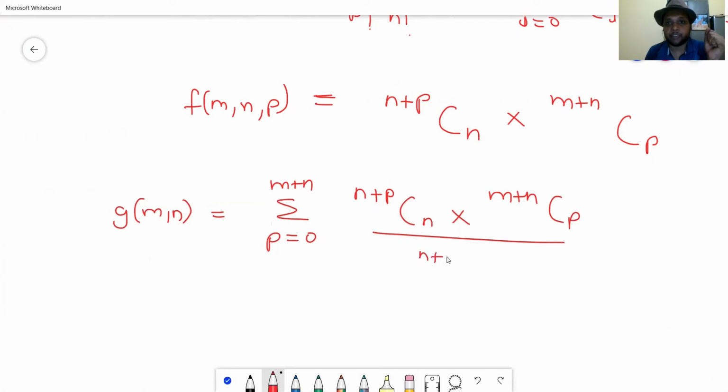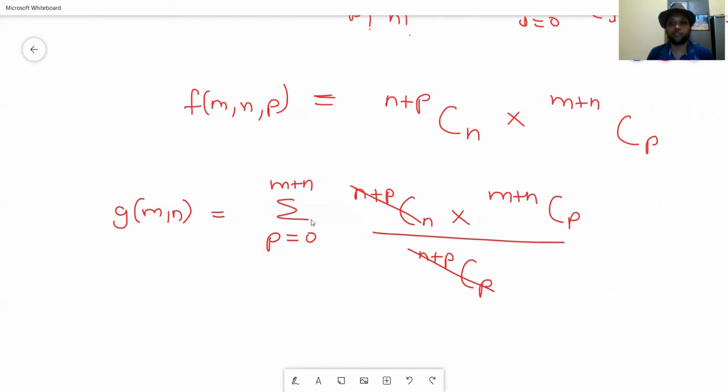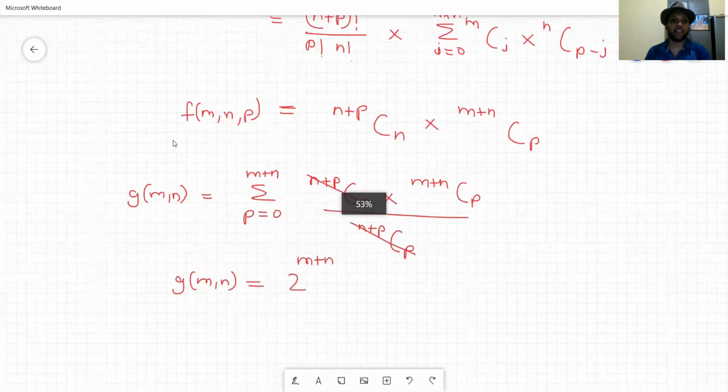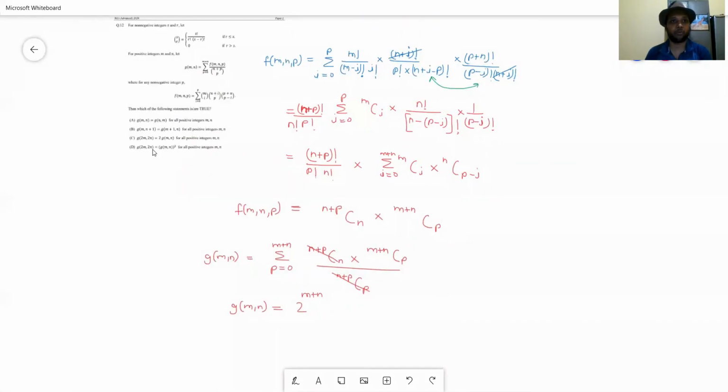Oh, that is wonderful, because you can see we can cancel out these two terms. They are the same. This is n plus p Cn, or we could have written n plus p Cp, since nCr equals nC(n minus r). These are the same terms. And if we run the summation for p, what will we get? Oh man, this is so easy. Finally this has simplified to the easiest of terms, which is nothing but 2 to the power m plus n.